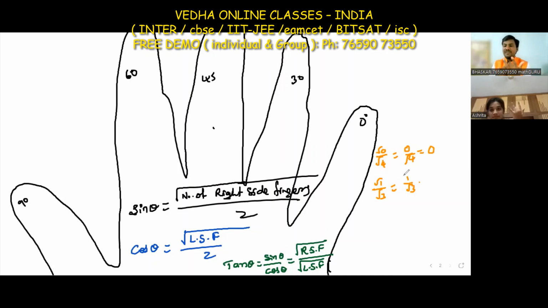Now close the 45 degrees. It is very simple. Right side, how many fingers are there? Left side, how many are there? Just count. Counting is easy, right? You know how to count. 2 by root 2, root 2 by root 2, which is 1.